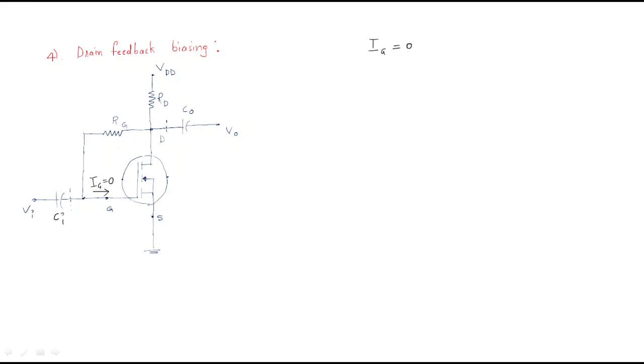That's why the voltage at this point, VG, and the voltage at this point are both shorted, because there is no current, which means there is no use of the resistor. The resistor acts as a short circuit. That's why I will write the drain voltage equal to the gate voltage.